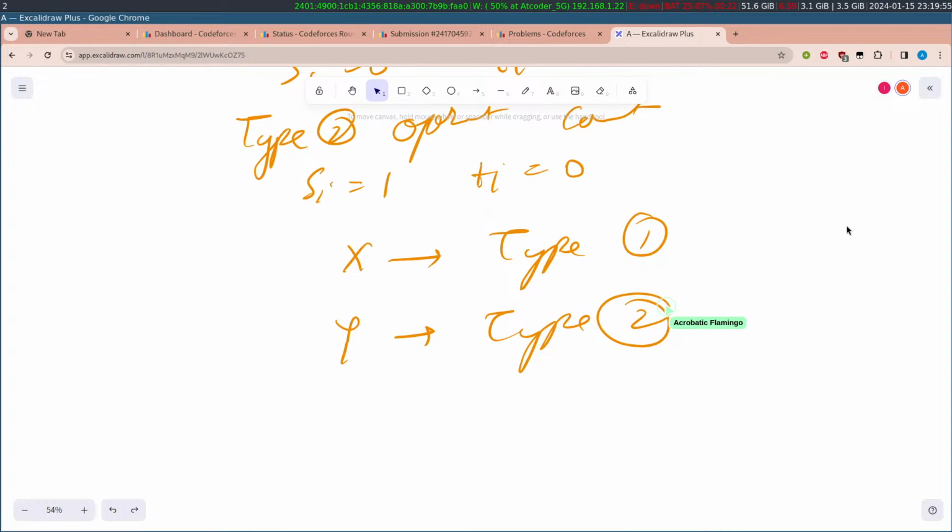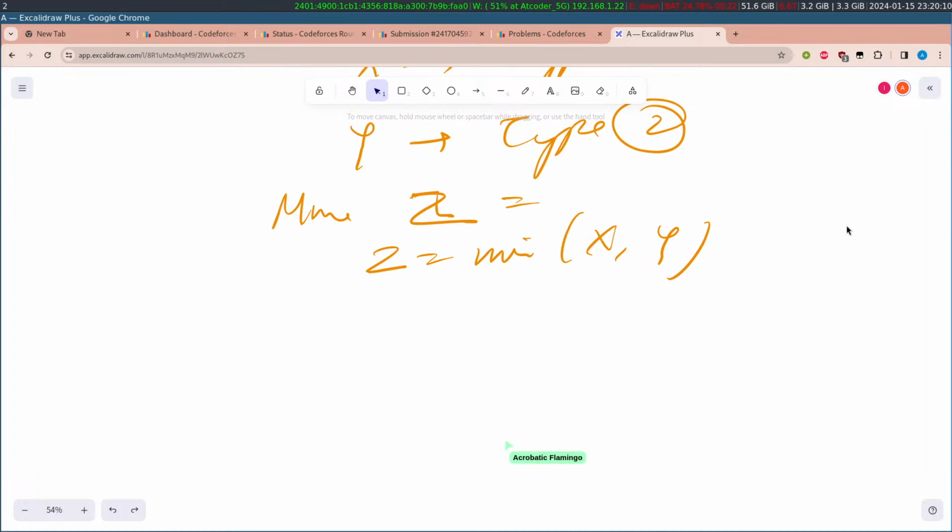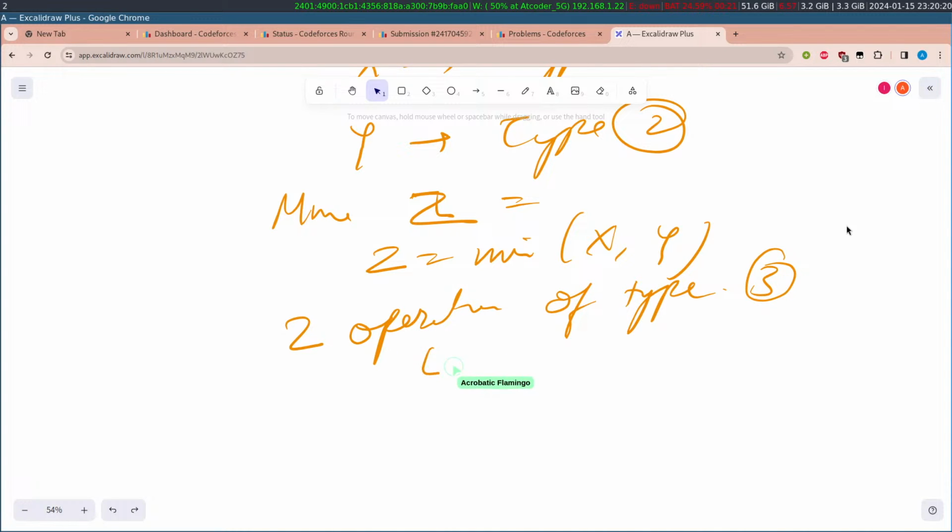Take the minimum of them. Let's call it z, like z is the minimum of x comma y. Then we can first do z operations of type 3. We should be doing z operations of type 1, and z operations of type 2.